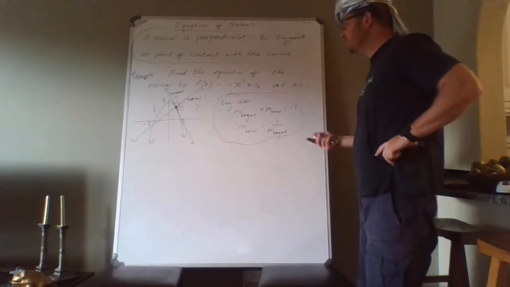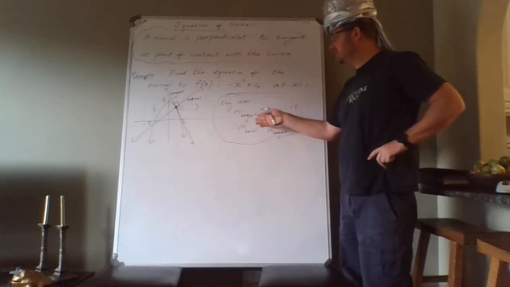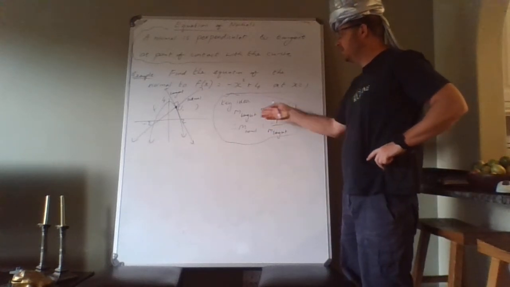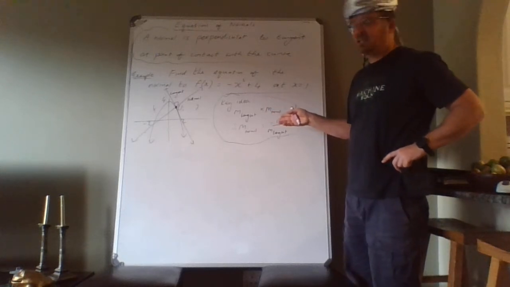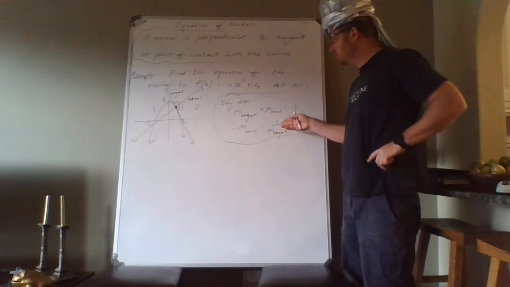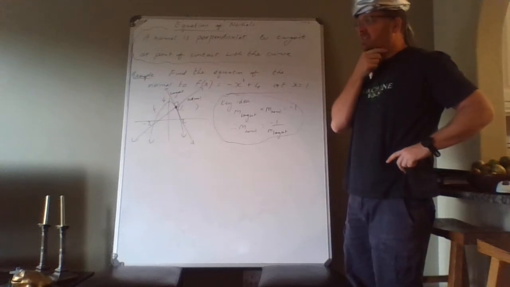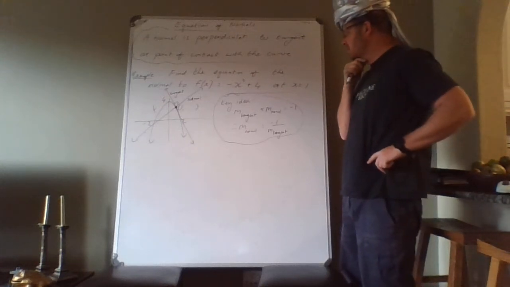All a normal is, is perpendicular to the tangent at the point of contact. So if you ever ask to find the equation of a normal, your key idea is that the gradient of the tangent times the gradient of the normal is negative 1. Why? Because by definition they're perpendicular to each other. So the gradient of the normal is going to be negative 1 over the gradient of the tangent, in other words, the negative reciprocal of the tangent.